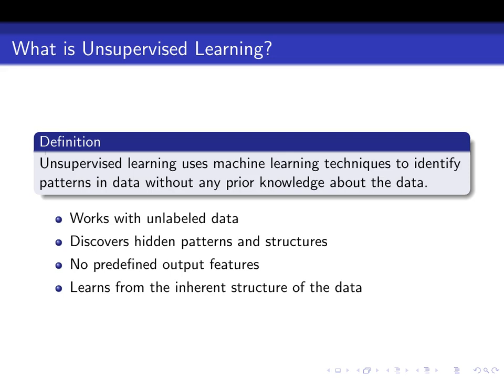Let's start with the basics. What exactly is unsupervised learning? At its core, unsupervised learning uses machine learning techniques to identify patterns in data without any prior knowledge about that data. Think of it as letting the computer discover hidden structures in your data on its own. What makes this approach unique is that it works with unlabeled data, discovers hidden patterns and structures, doesn't require predefined output features, and learns entirely from the inherent structure of the data itself.